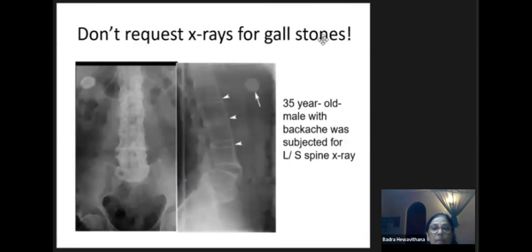So this is this thing. I don't think any one of you does this. Don't request X-rays for gallstones. This patient did not come for an X-ray for a stone. This was a lumbar spine X-ray. You know what the diagnosis is? A 35-year-old male with backache was subjected to a lumbar spine X-ray. You know what the diagnosis is, don't you?